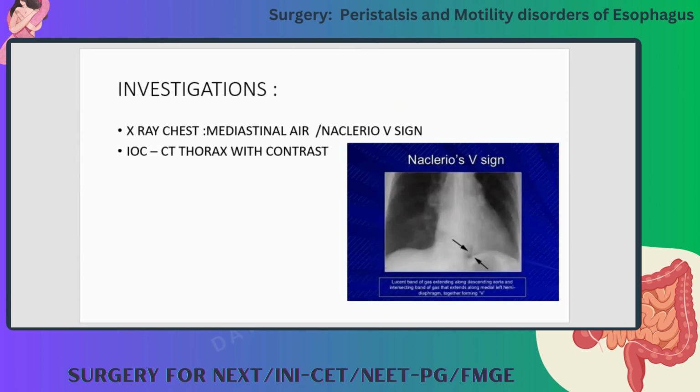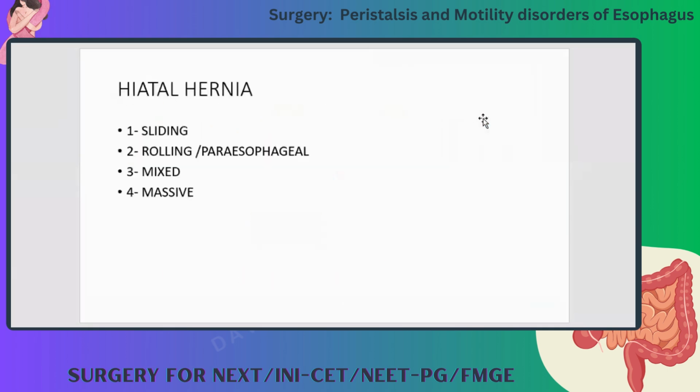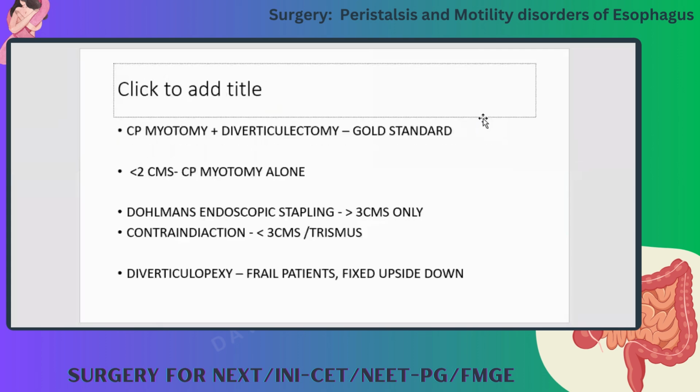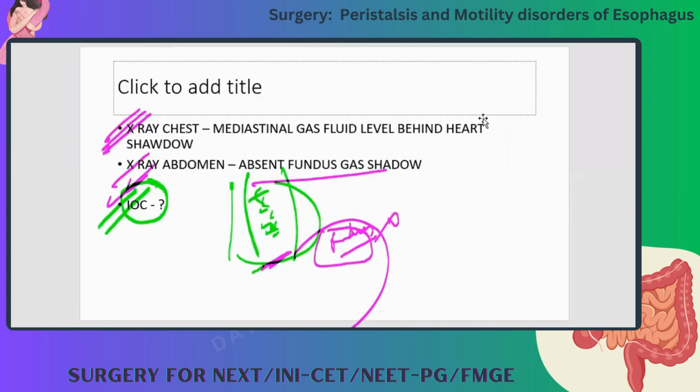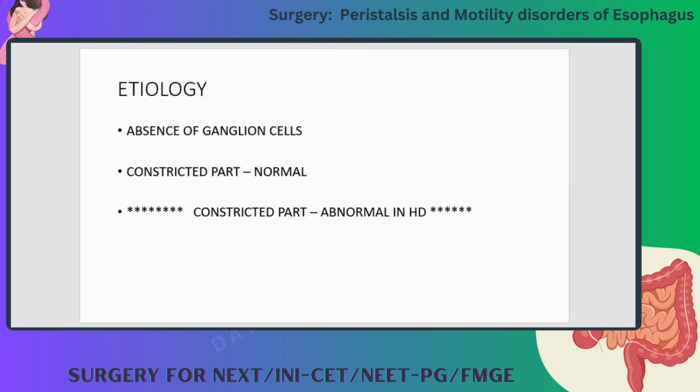See, this is not the exact image, but look at this. This is the chest, and this is the heart shadow. This is a normal X-ray. Here, this is the esophagus, and here you can see some air fluid levels. And second, if you take an X-ray of the abdomen, there will be a small fundic air shadow. That will be absent here because nothing is going below, because of the obstruction.